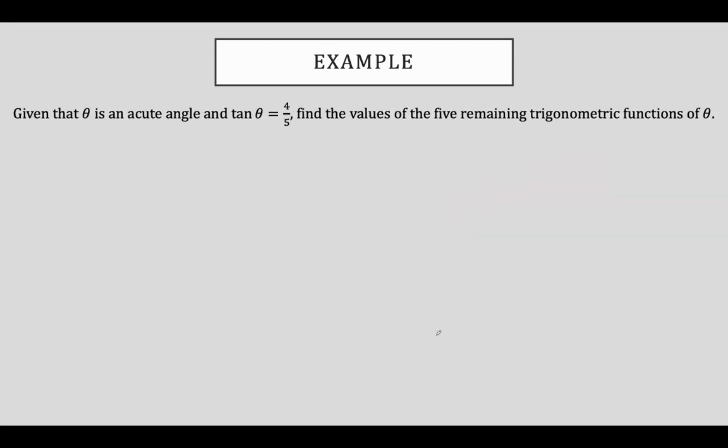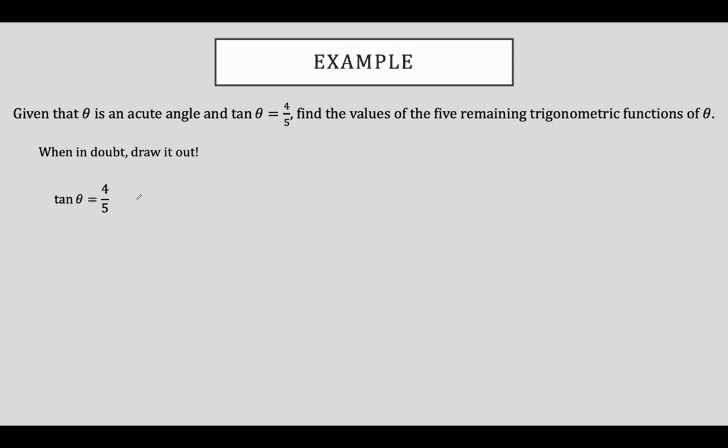Let's try another one here. Given that theta is an acute angle and tangent theta is 4 over 5, find the values of the 5 remaining trigonometric functions of theta. All right, so we don't really have too much information going on here, but when in doubt, draw it out. Let's see if we can't draw out a right triangle that matches this given information. So we are told that the tangent of theta is equal to 4/5.